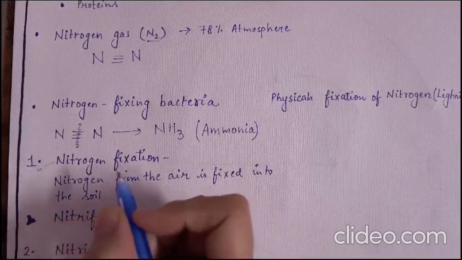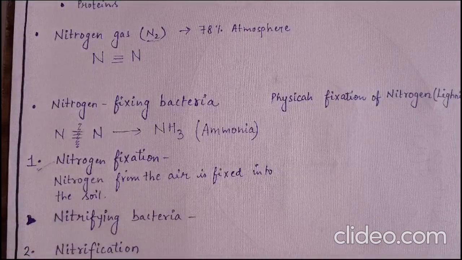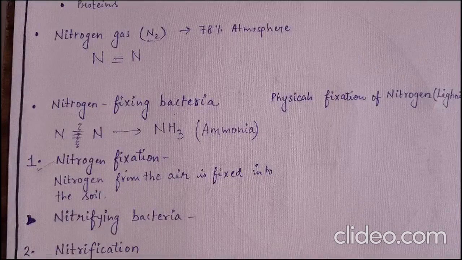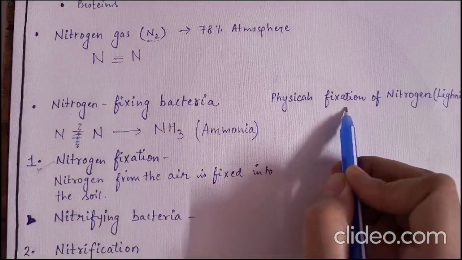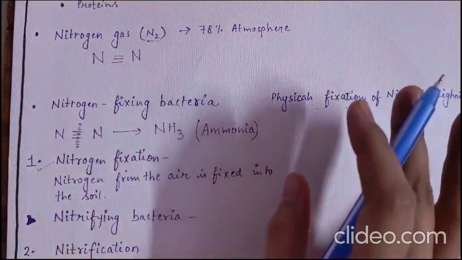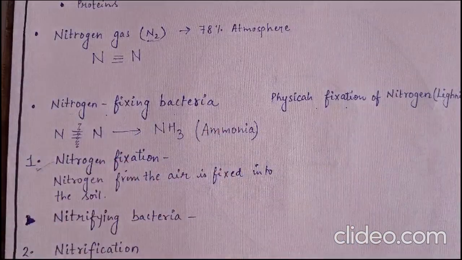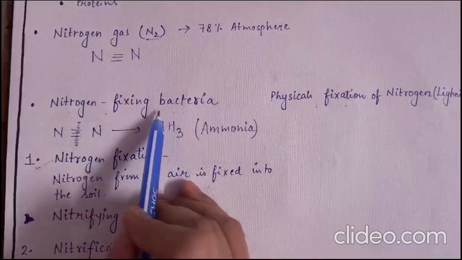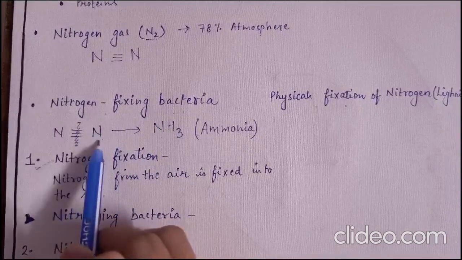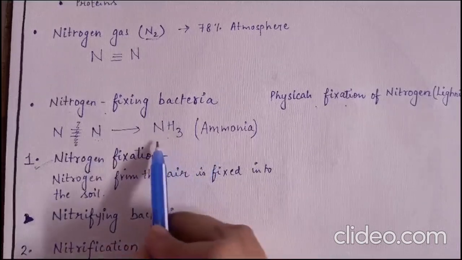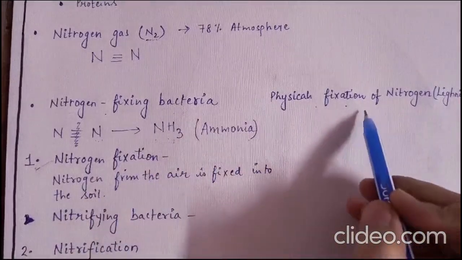All right, now apart from these nitrogen fixing bacteria, there is one more thing. There is a phenomenon by which nitrogen can be fixed into the soil. This atmospheric nitrogen can be fixed into the soil, and this is known as physical fixation of nitrogen. Why physical? Because there is no bacteria involved over here. So nitrogen can be fixed by two processes. One, by the action of nitrogen fixing bacteria. They break the triple bond between the two nitrogen atoms, they add hydrogen into them, and they make a nitrogenous compound known as ammonia. Right? Now the other process is physical fixation of nitrogen.